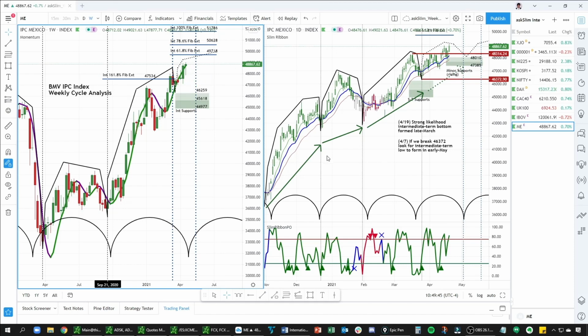On the daily, we just keep tracking out bullish cycles here in the IPC Mexico, and we're likely forming one more bullish cycle. We just look for a very mild pullback into this 48,000 to 47,385 zone, and then another push back to the upside. Our slim ribbon is also firmly positive, as you can see. So a very, very positive pattern in Mexico.